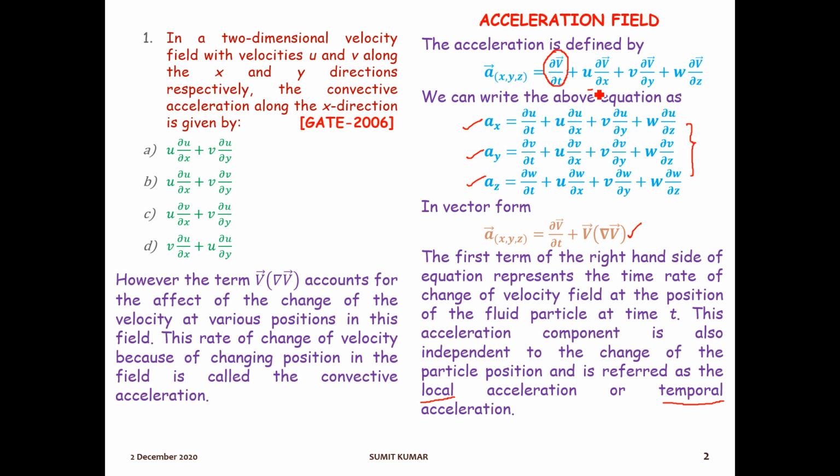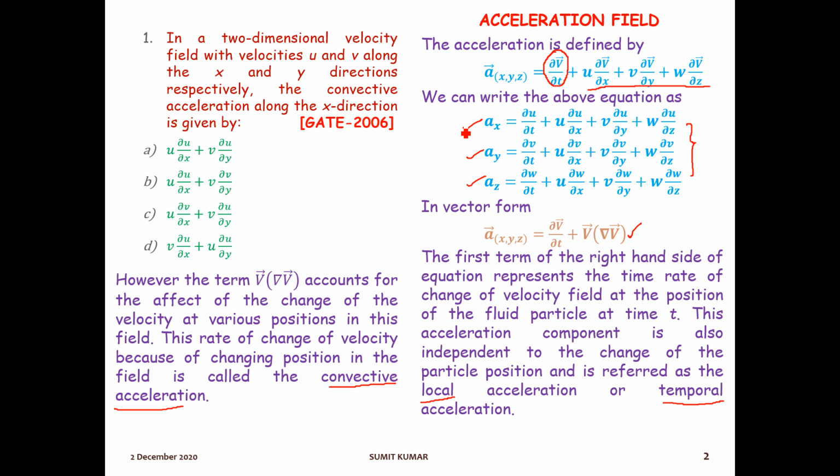Now, the remaining three terms are functions of space coordinates x, y and z and are called convective acceleration. These last three terms are independent of time and are functions of space coordinates only, and are called convective acceleration. So, here in the question it is asking about the convective acceleration along the x direction.